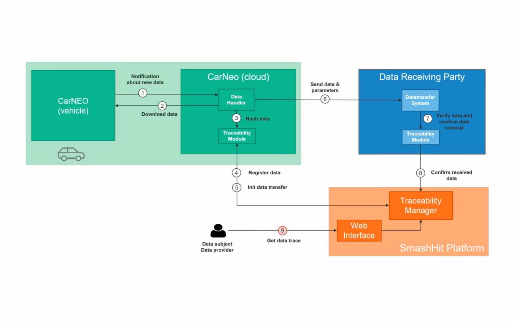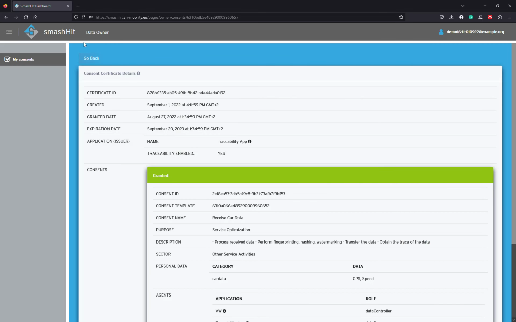Before we start the process of transferring and tracing data, we will look into the web interface of the smashHit platform to see how it looks when we did not register data yet, which is number 9 on this figure. This is the data owner view of the smashHit platform.